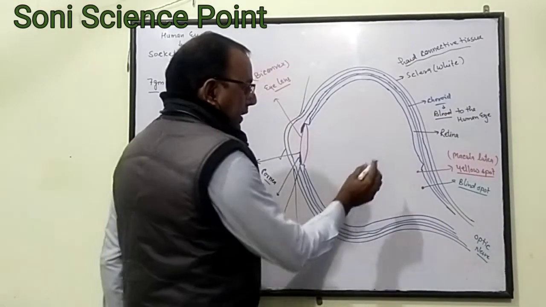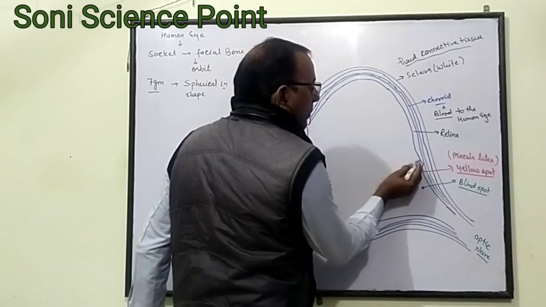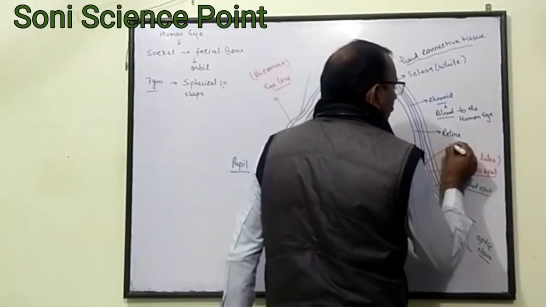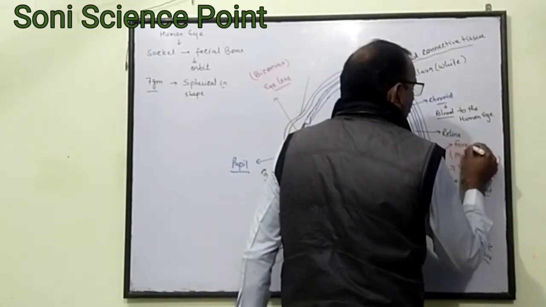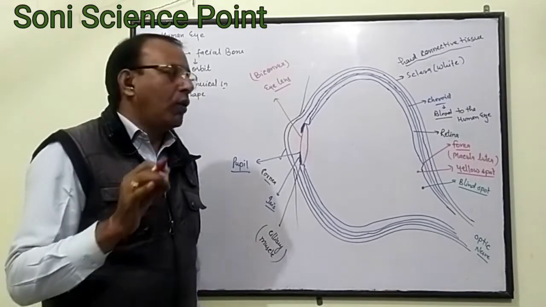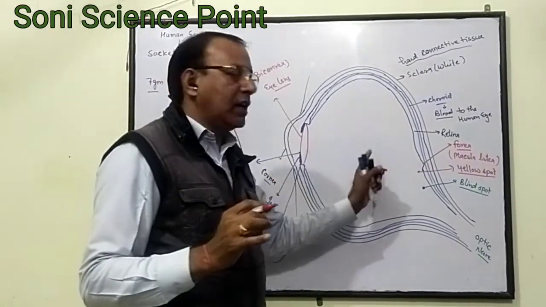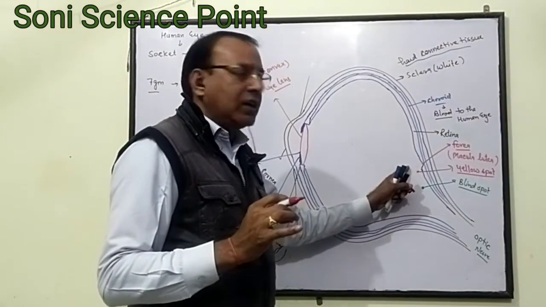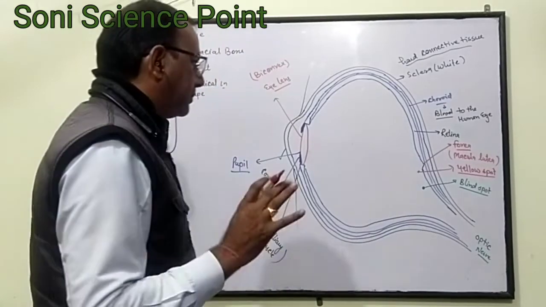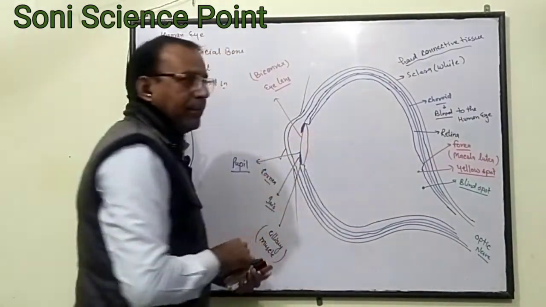At the inner surface of the retina, a small pit, a small depression, is present. This depression is called fovea. What is the role of fovea? Fovea increases the intensity or clarity of the object. It means the clarity of the image formed at the retina is increased with the help of fovea. So, in the human eye, there are 2 chambers.